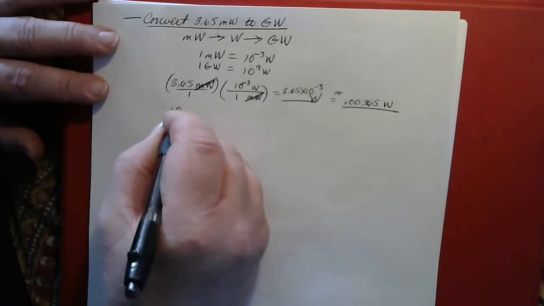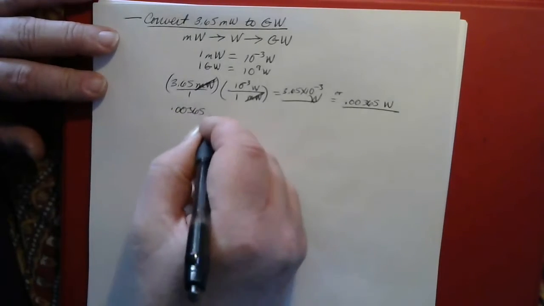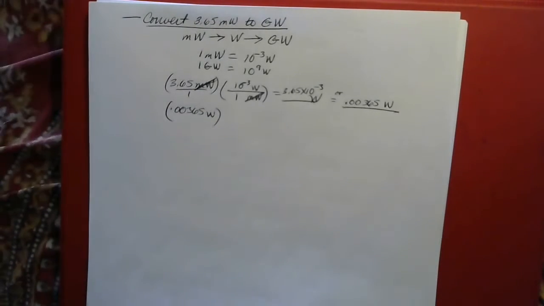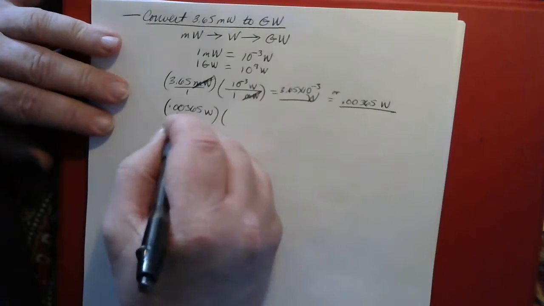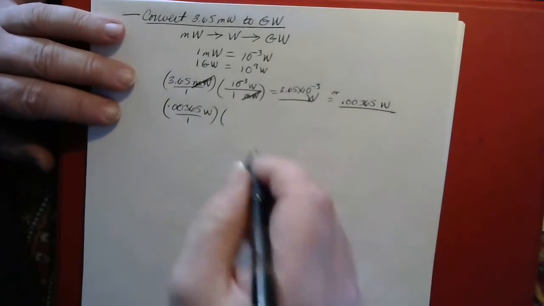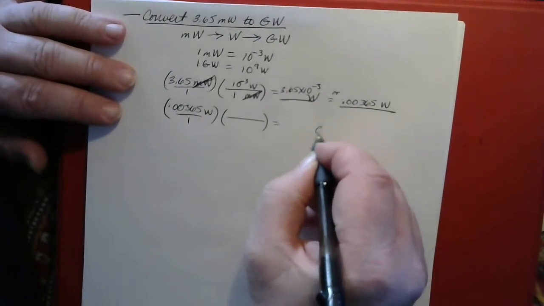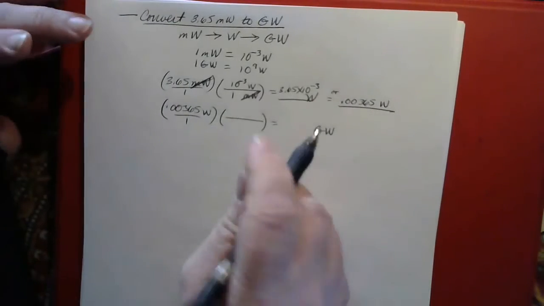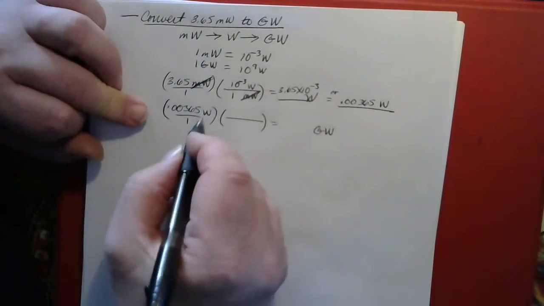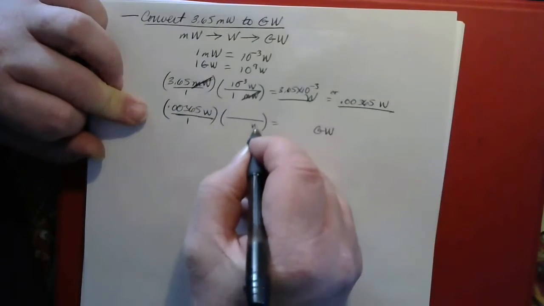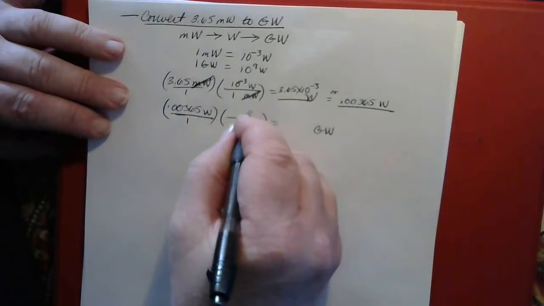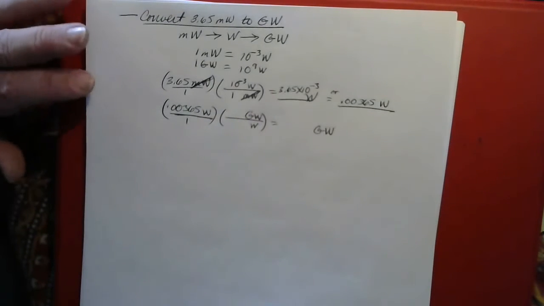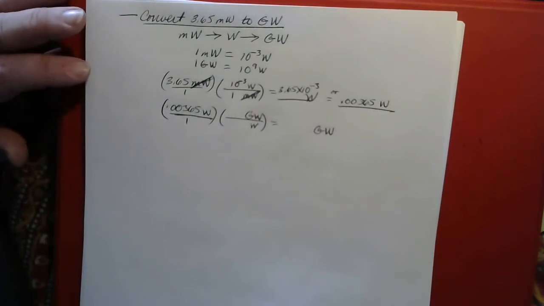Okay, so I'm going to start the second step with the decimal form of the number, just because it's a little bit easier to enter into the calculator. And we've got watts as what we're starting with in the second step. We need a conversion factor so that we can end up with gigawatts. If we want watts to cancel, then watts will have to go in the denominator of the conversion factor, and gigawatts will have to go in the numerator of the conversion factor.